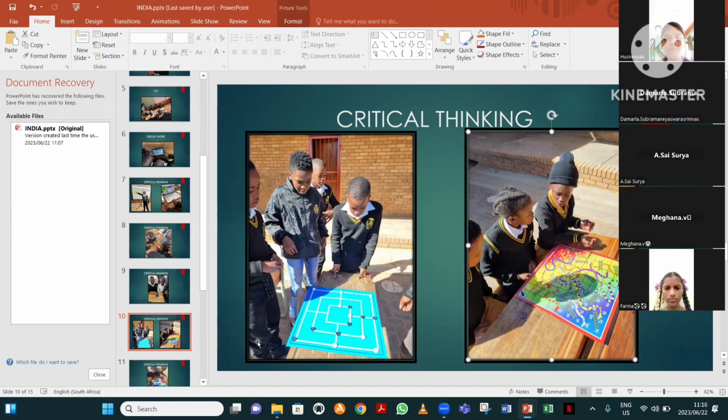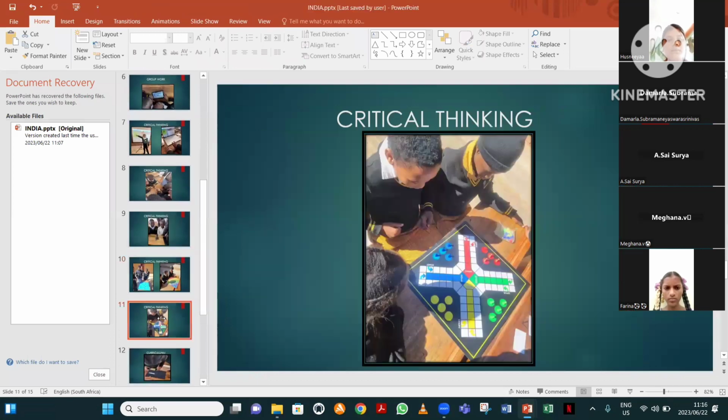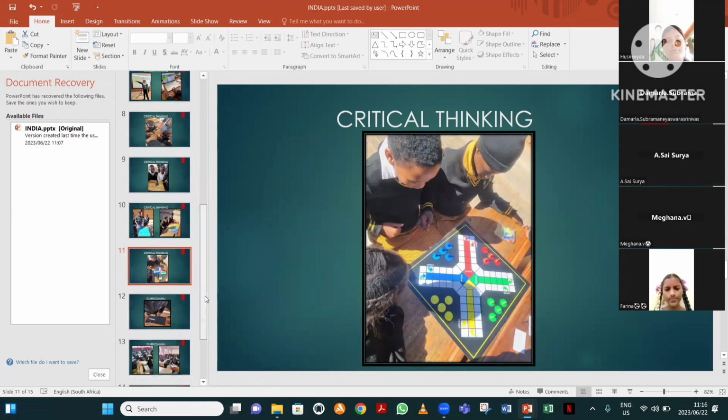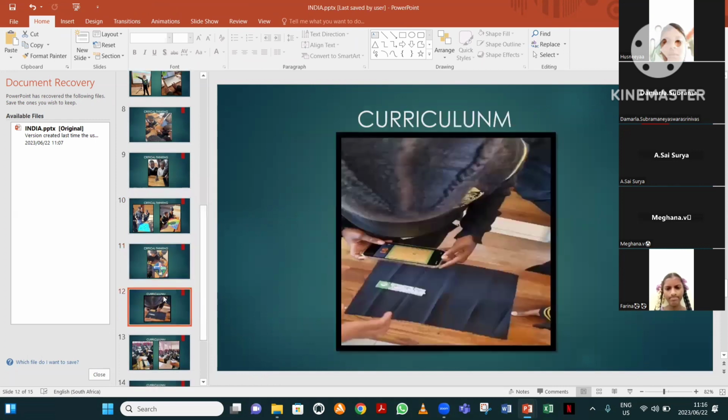And here, some of them were playing snake and ladder. Yeah, it's snake and ladder. And then here, they were playing Ludo. We call it Ludo again. So it's part of our curriculum, actually. And then the last one, it's the video again.